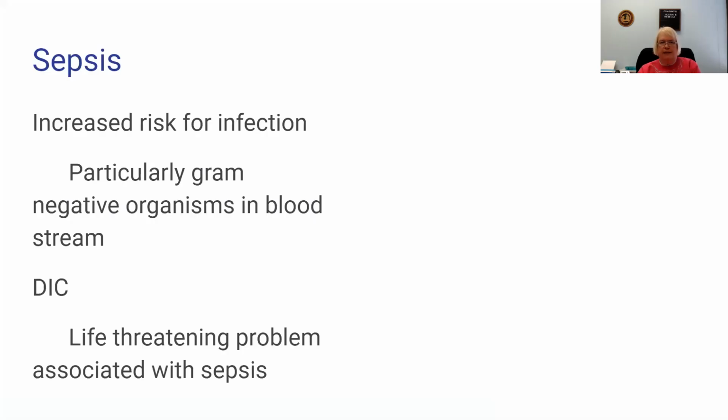So sepsis is an increased risk for an infection, particularly gram-negative organisms in the bloodstream. And DIC is a life-threatening problem that is associated with sepsis. So interventions for these two would be sterile technique on all procedures, administer antibiotics as prescribed, and administer anticoagulants in the early phases of DIC. And when needed, then you would provide the clotting factors.